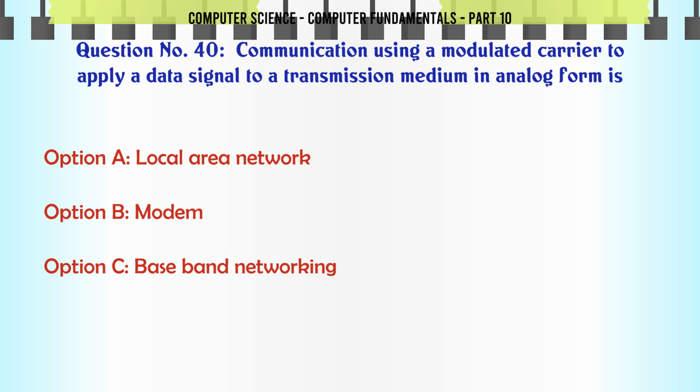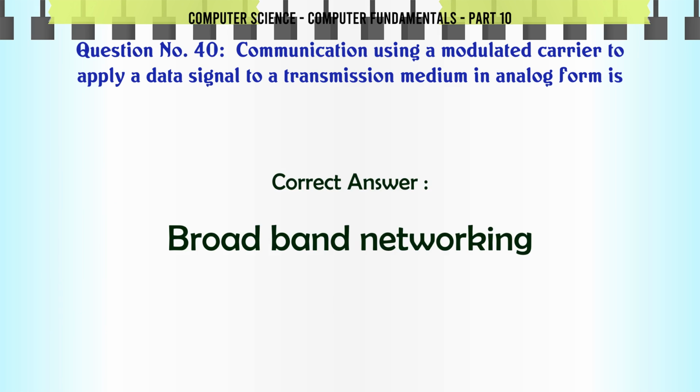Communication using a modulated carrier to apply a data signal to a transmission medium in analog form is A. Local area network. B. Modem. C. Baseband networking. D. Broadband networking. The correct answer is broadband networking.